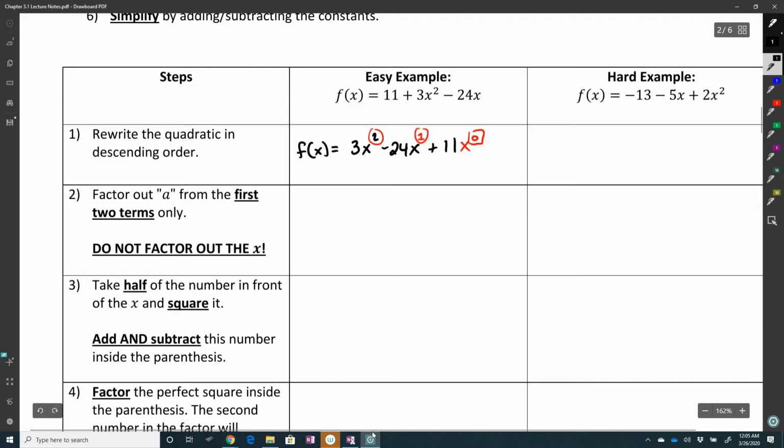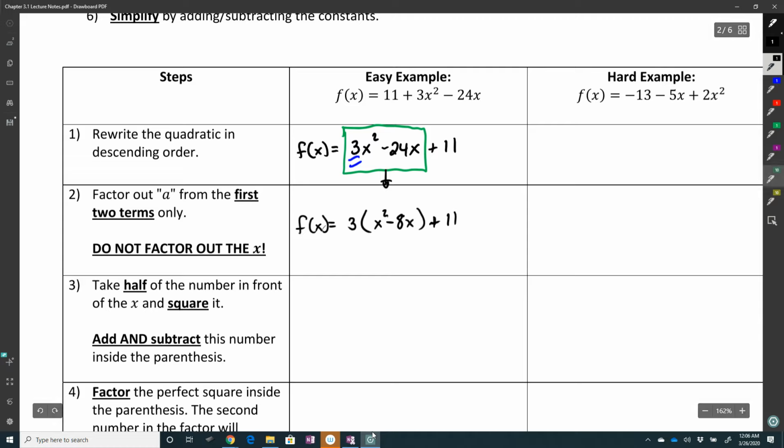Now here's what we're going to do. We're going to factor out the a, which in this case, notice that a equals 3. I'm going to factor the a out from the first two terms only. That means that I'm only going to factor it out from these two terms. When I do that, I get f of x is equal to 3 parentheses x squared minus 8x plus 11. So that's my first step.